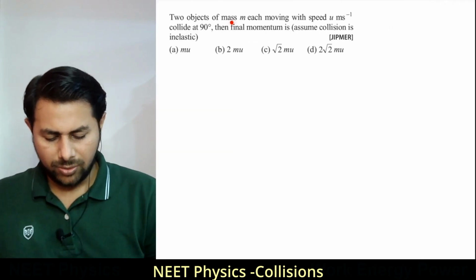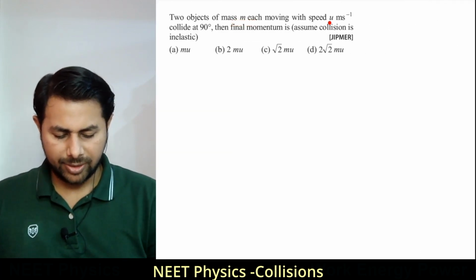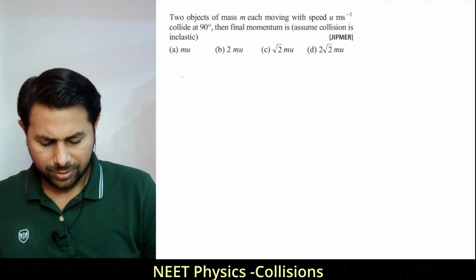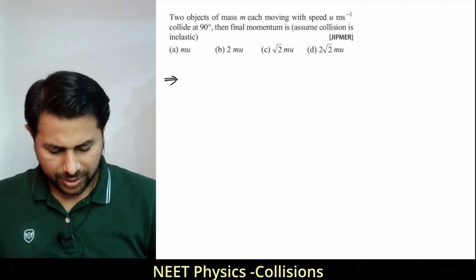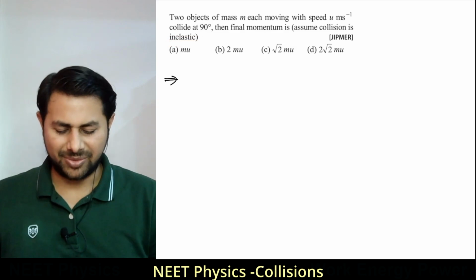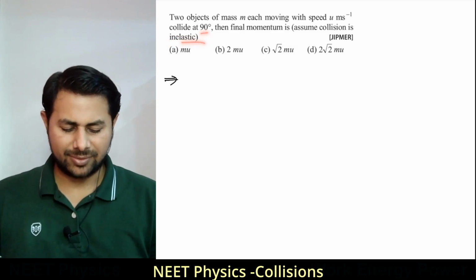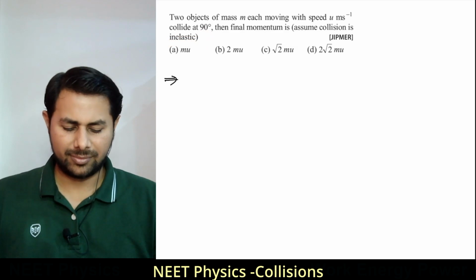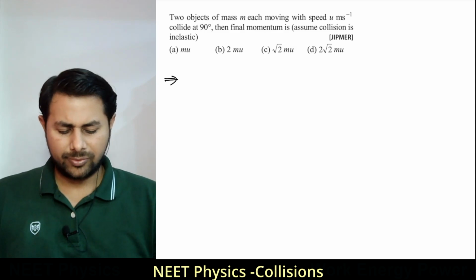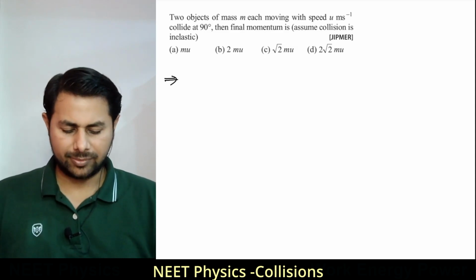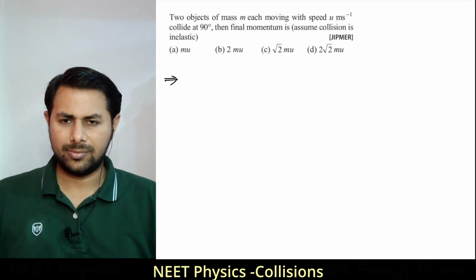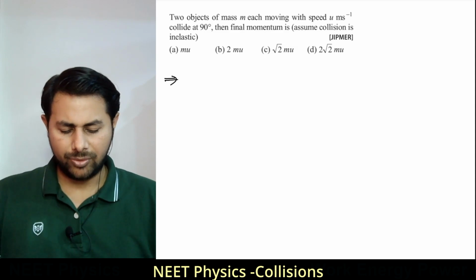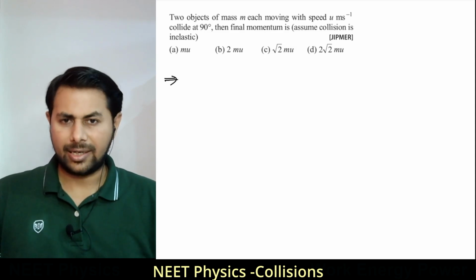Let's see next one. Two objects of mass m each move with speed u meters per second and collide at 90 degrees, then the final momentum is. So this one, assume collision is inelastic. So this is given. Assume that the collision is inelastic. Okay, so now what will be the final momentum? This is the question. Two objects of mass m moving with the speed of u meters per second collide at 90 degrees.